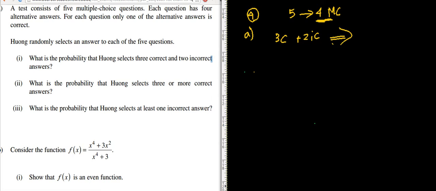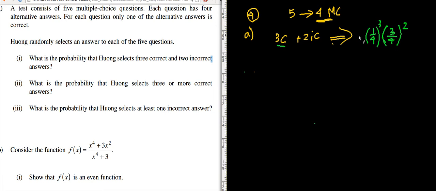So to get the probability out, the chance of me getting a correct answer independently is 1 in 4, right? But because I need to get 3 of them, I'm going to be taking that to the power of 3. And I need to be getting 2 incorrect answers, so it's going to be 3 on 4 to the power of 2, right? So the chance of me getting a question wrong is 3 on 4.